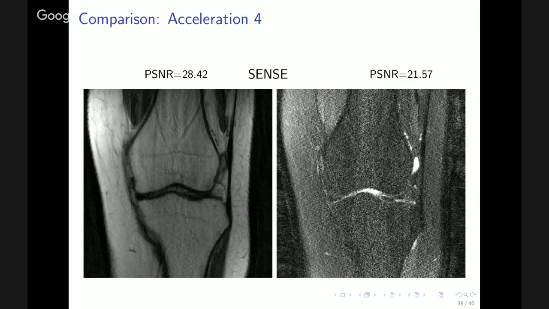Okay, some results. This is acceleration 4. This is the reconstruction with the least squares solution with SENSE: backfolding artifacts for this type of contrast, and a lot of noise for this type of contrast. So there are different MRI images where you have different protocols that give you different contrasts, basically.